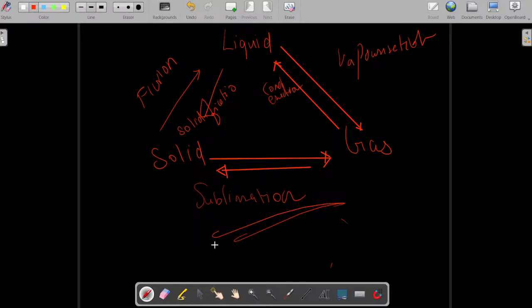Sublimation we learned, it is a change from solid to gas or gas to solid. In sublimation, we can also say deposition from gas to solid. Evaporation is a surface phenomenon.